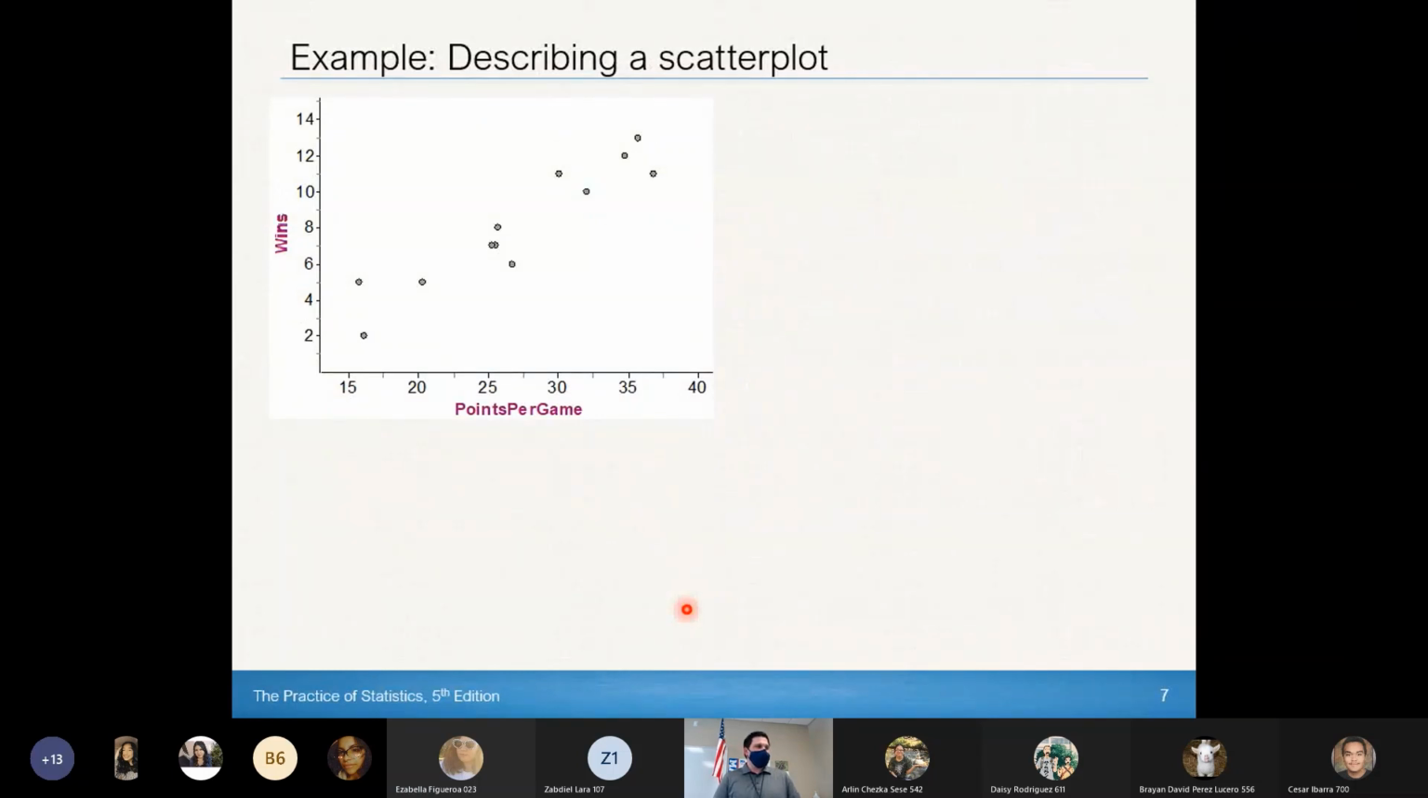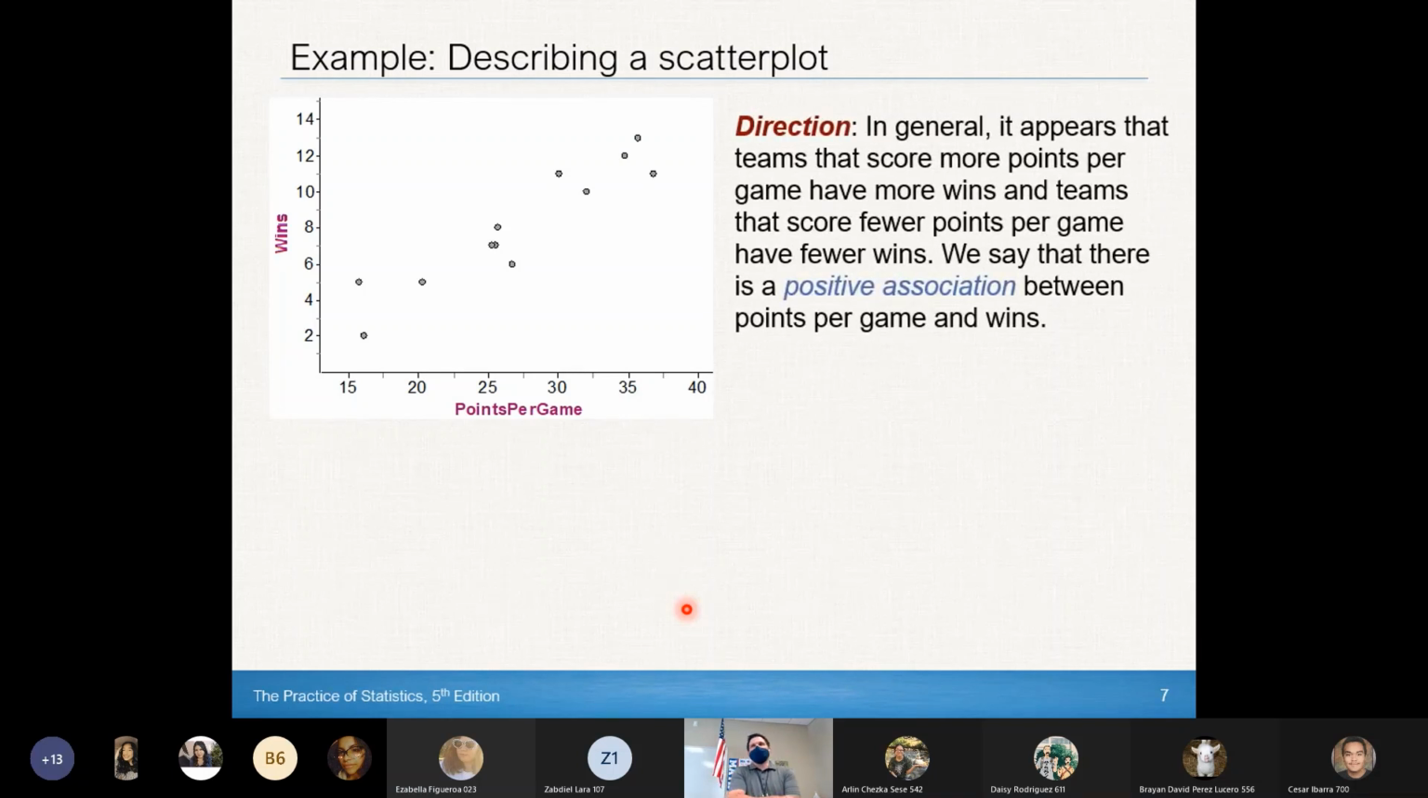We have another scatter plot here. This is from an example in the textbook comparing points per game and wins among SEC football teams. So here we have our description. Direction: in general, it appears that teams that score more points per game have more wins, and teams that score fewer points per game have fewer wins. We say that there is a positive association between points per game and wins, because as we go left to right, we're increasing. It's positive. Higher values go with higher values. Lower values go with lower values.